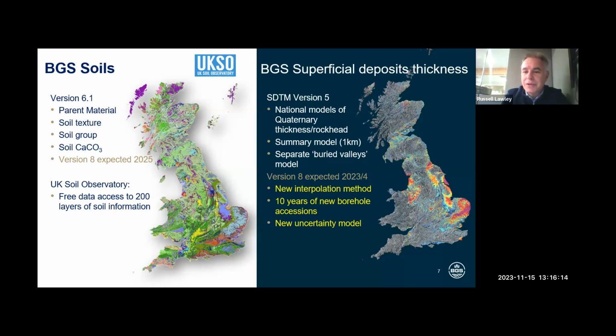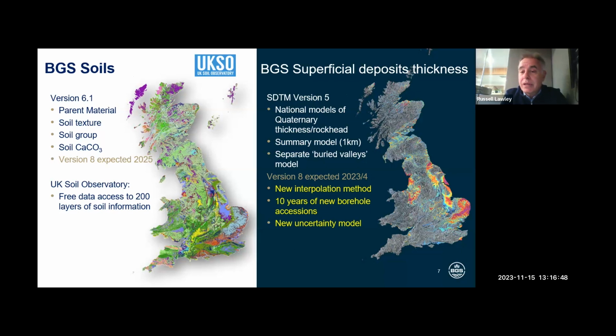And so the new version, which I am hoping comes out next year, has a new interpolation method. It's got 10 whole years of extra borehole sessions in there. It should have a nice new shiny uncertainty model in there. It should be based on our version 8 geology map, which is why we'll call it version 8. And it builds on over 10 years of trying to improve on something without breaking what we currently have too much. There is a freely available summary model, but you can access the 50K version.